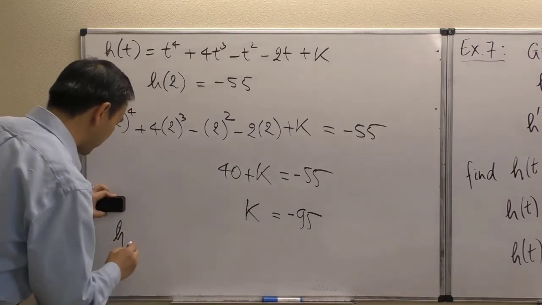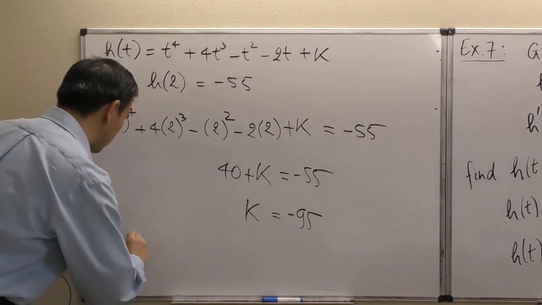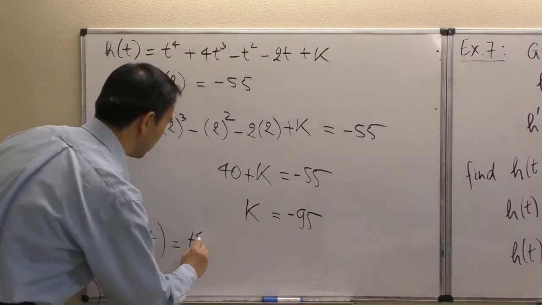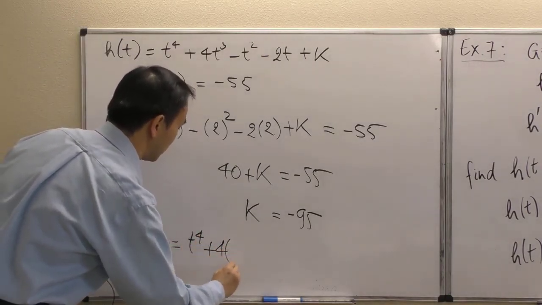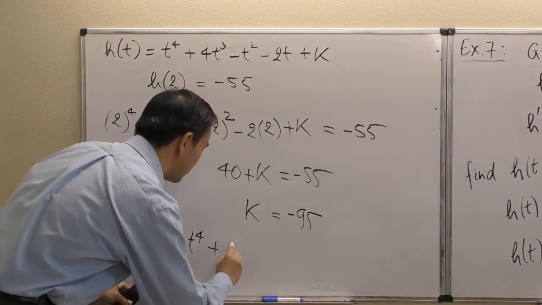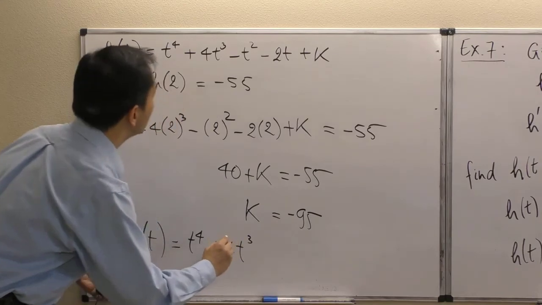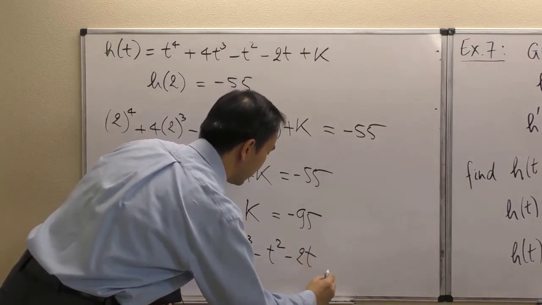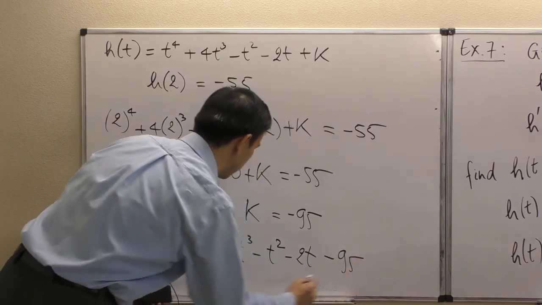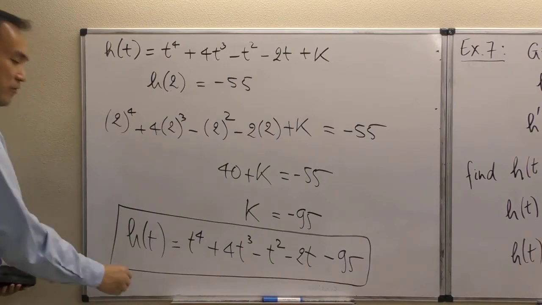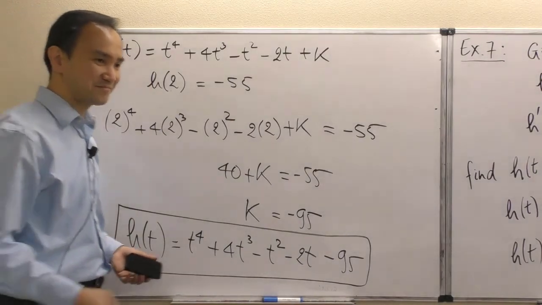h of t equals t to the fourth plus 4t cubed minus t squared minus 2t and minus 95. Okay, and now we have come to the final particular solution for our h of t.